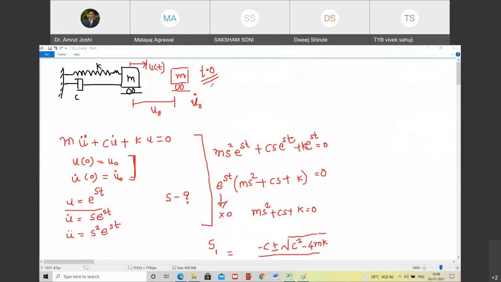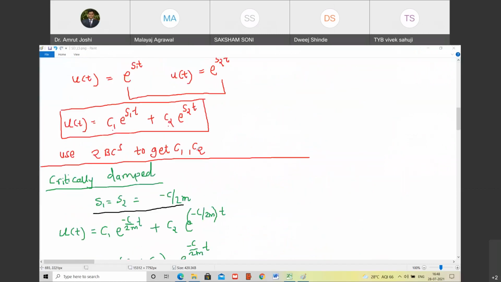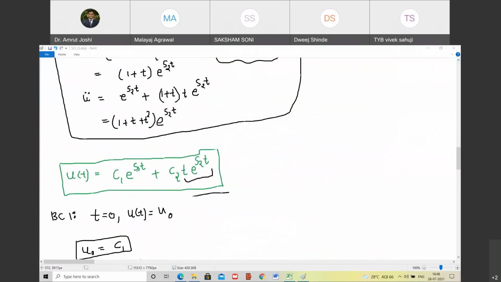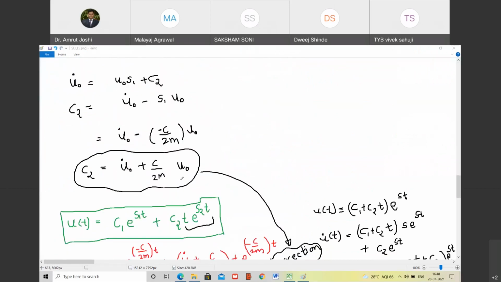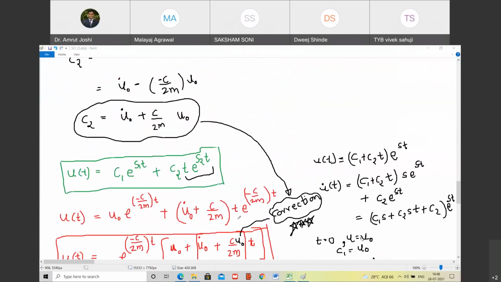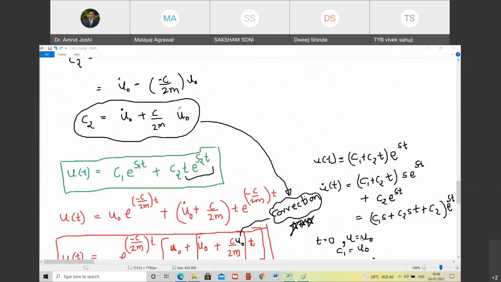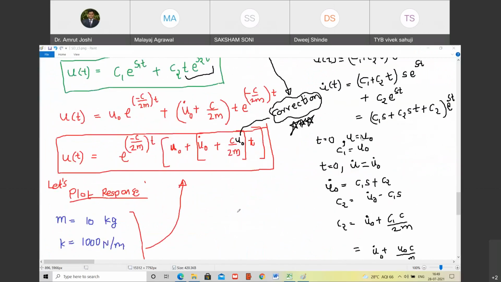Last class we were doing the analysis of damped free vibration of a critically damped system. When the system is critically damped, S1 equal to S2 equal to minus C by 2m. We found the values of C1 and C2, and there was a small mistake while writing down the solution. While writing down the value of C2, we missed this u0, and that's why we got some erratic result, and I had to stop the lecture in between. So please note that correction.